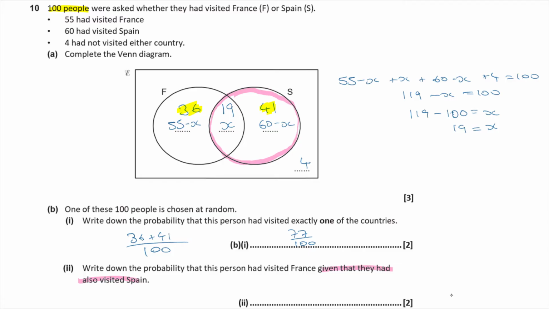So it's going to be only those 60 people, and the people in the Spain circle that also visited France is these 19 here, isn't it? So it's going to be the 19 people who visited France who also visited Spain, over the 60 people who visited Spain. So it's going to be 19 over 60.